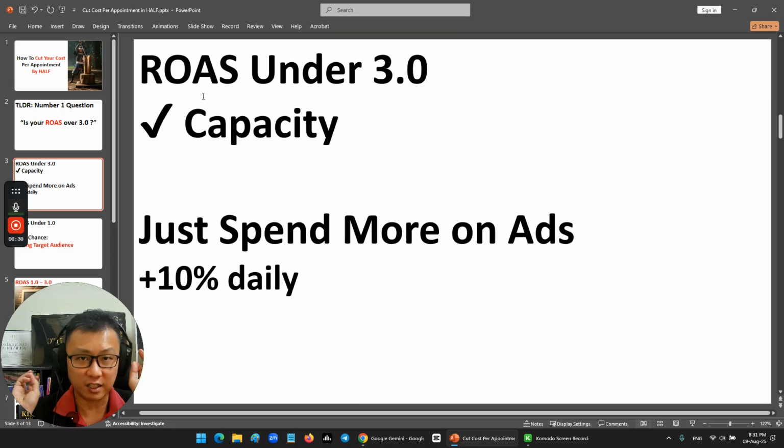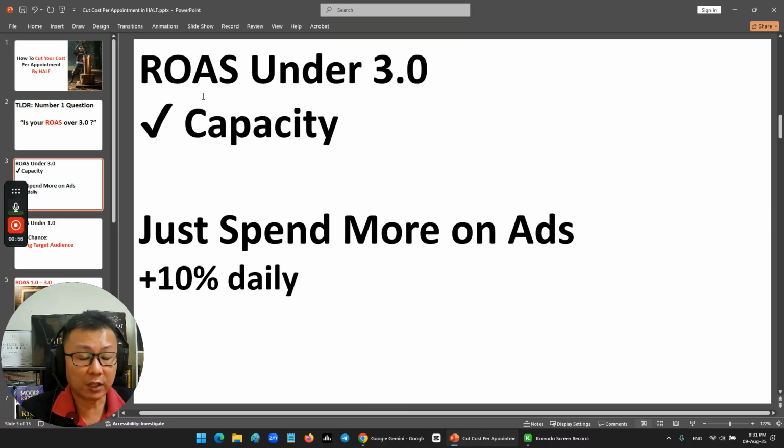If you have multiple campaigns, let's say you have three and all the tracking is correct, you have one campaign that gives you return on ad spend over 3.0, one is under 3.0, another is under 3.0. Just spend more on the one that is producing return on ad spend over 3.0. The other two are up to you.